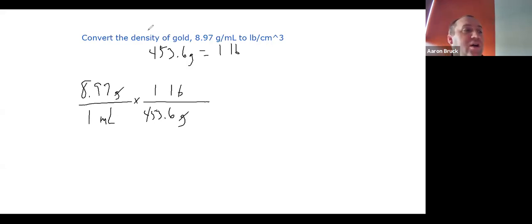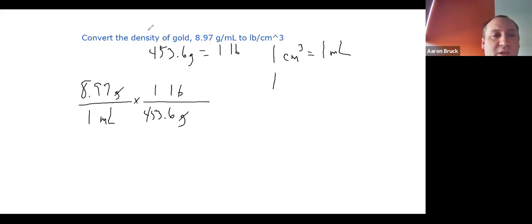Well, this is where it is important to know our definitions. Cubic centimeters and milliliters are by definition the same thing, just like cubic decimeters and liters are the same thing. Unrelated to this problem, but something nice to have in your back pocket should you ever need it. So from that standpoint, 1 milliliter and 1 cubic centimeter have the same value.